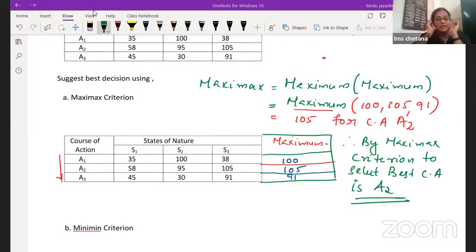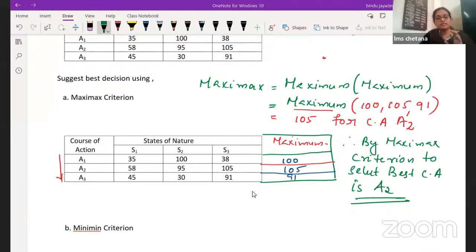Therefore, follow the same sentence. Now it is the Maximax criteria. Yes. Why? Because we were used to all A division, B division, G division and all. You will see, I also taught the same sentence. We continue with the same sentence. We never change the sentence because for us it's by heart. By Maximax criteria to select best course of action is A2. Yes. The answer is right. Got it?